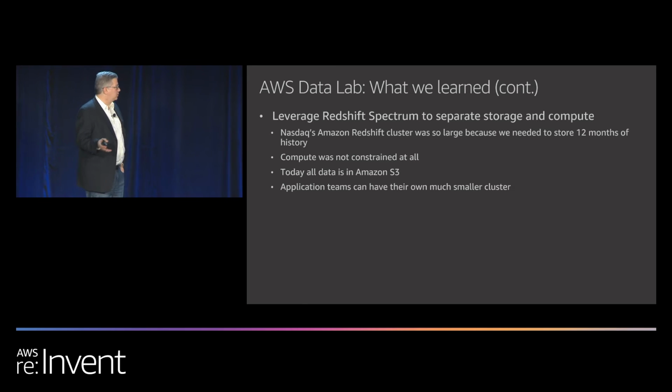So, as Rob mentioned, the cluster was 70 nodes because of the amount of storage that was needed. Compute wasn't an issue at all. So now, since all data is in S3, the application teams are going to get smaller clusters. It's not going to be 70 nodes any longer.